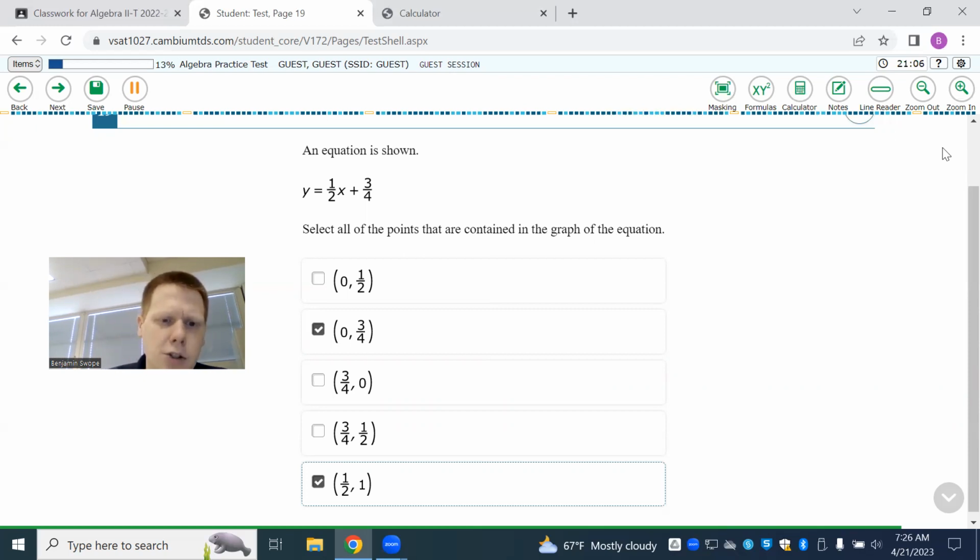Make sure you read the directions though, because they're always crafty. If they ask which one of these points are not contained on your graph, you'd be picking all the ones that aren't on it. So just make sure you always read your directions. But another question, if you use Desmos, can be made pretty easy, as long as you're careful.